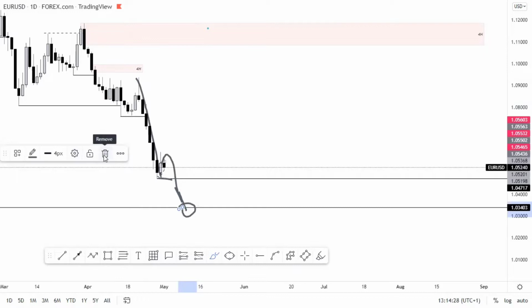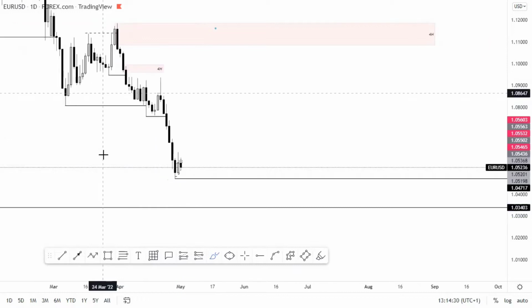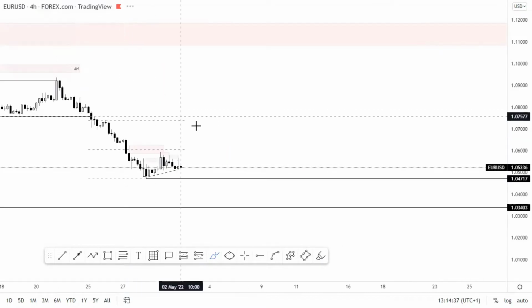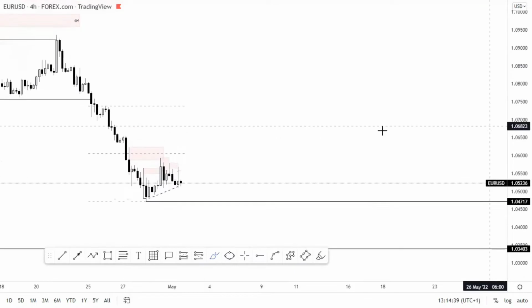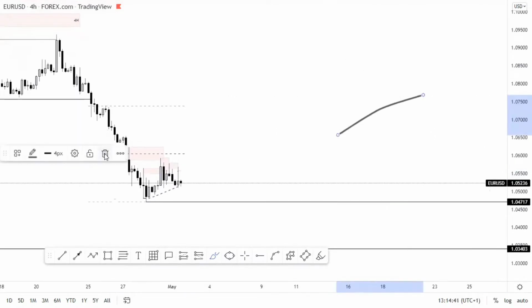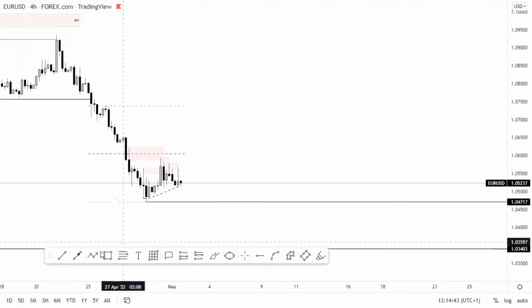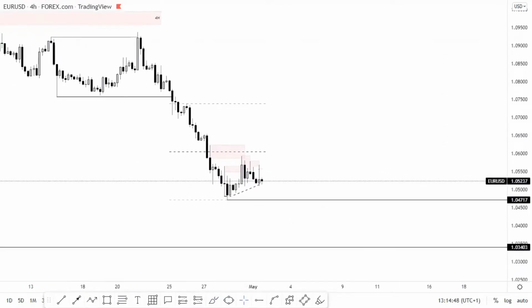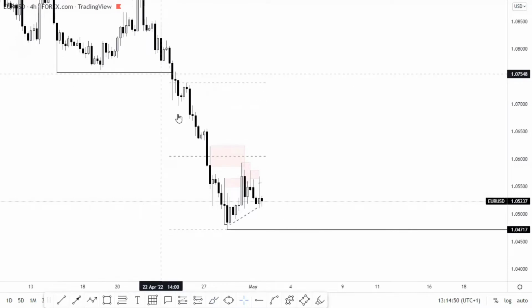So let me just go through again. Let me switch to my 4-hour time frame so you will understand. Coming down to the 4-hour time frame, you will see that I picked out a zone. Why I picked out this zone is because I want to have a clear range.